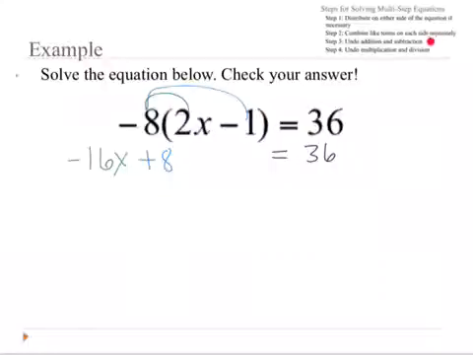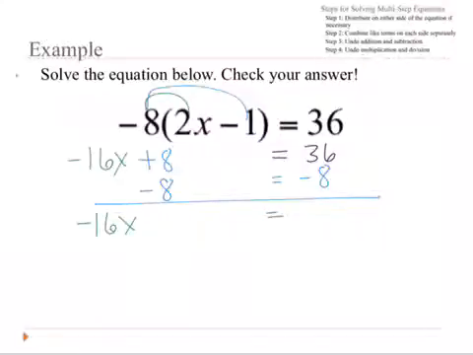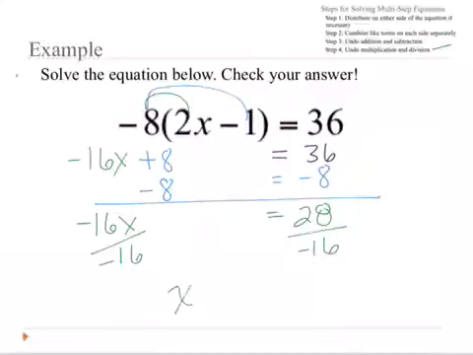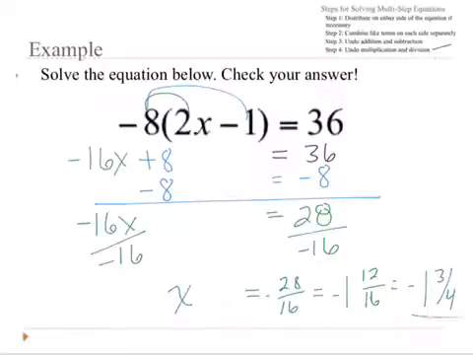So then we undo addition, subtraction. So we're going to undo our addition. What I do to one side, I must do to the other. So I have negative 16x equals 28. And then I'm going to undo my multiplication, division. And this time I'm going to divide by negative 16 on both sides. So I have x equals 28/16 negative, which can also be 1 and 12/16, again negative, which can also be a negative 1 and 3/4.